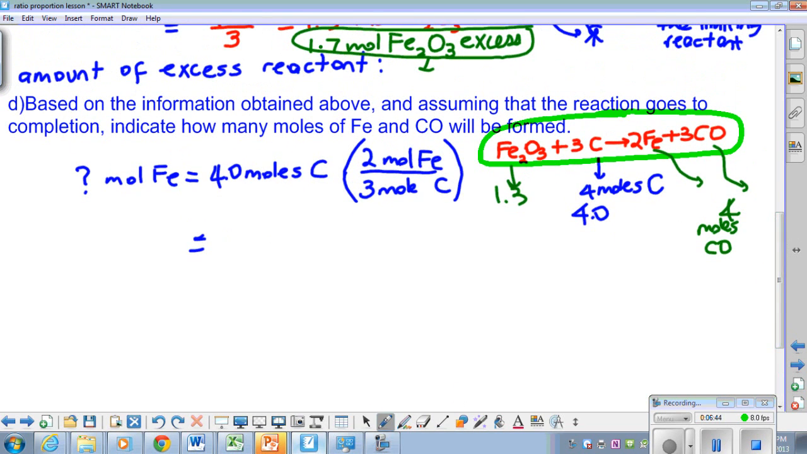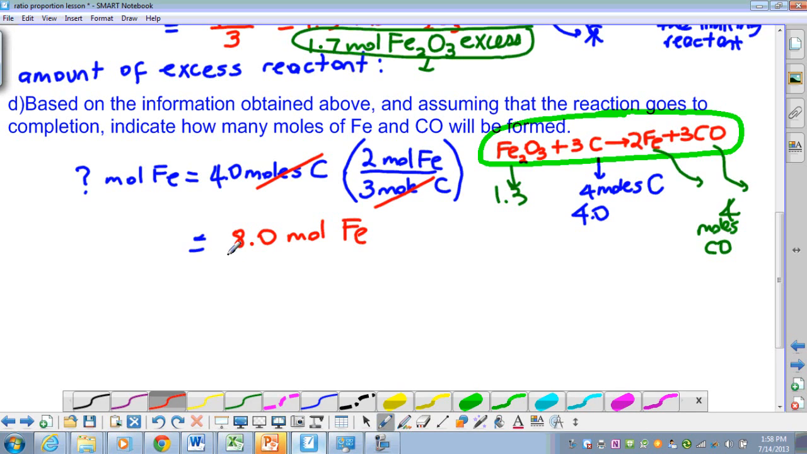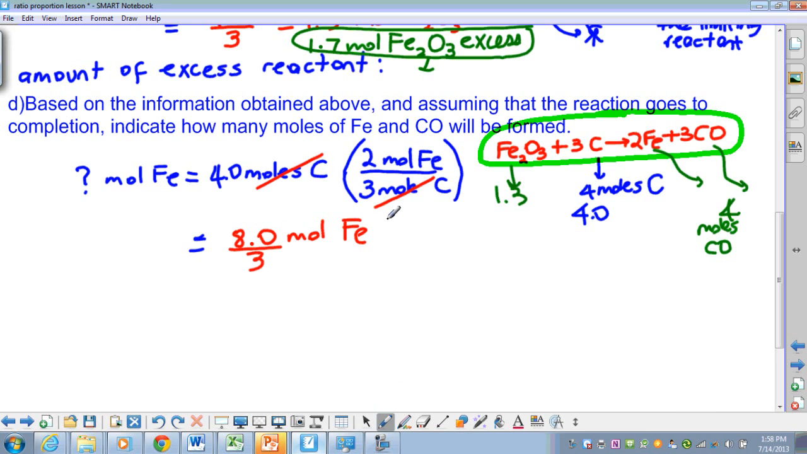So let's go ahead and do that. Cancel. And the remaining will be 8.0 moles of iron. And the answer will be 8.0 divided by 3 moles of iron. And to the appropriate significant figures, we can leave the answer as 2.7 moles of iron.